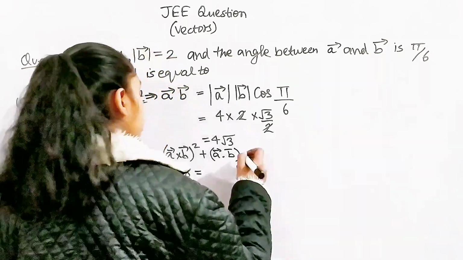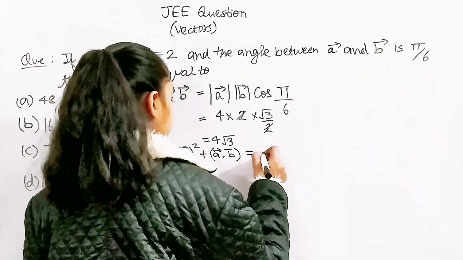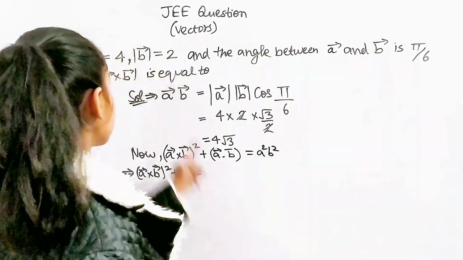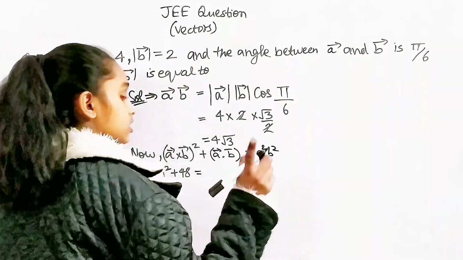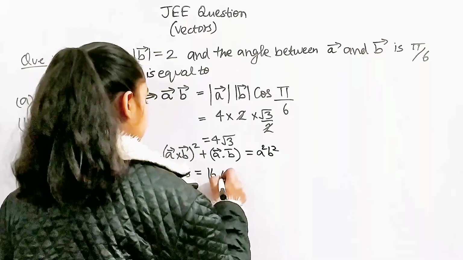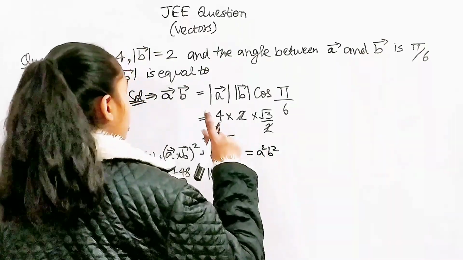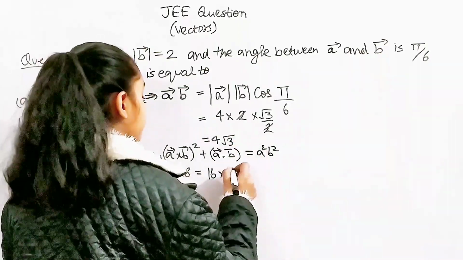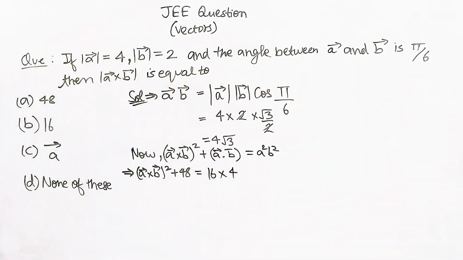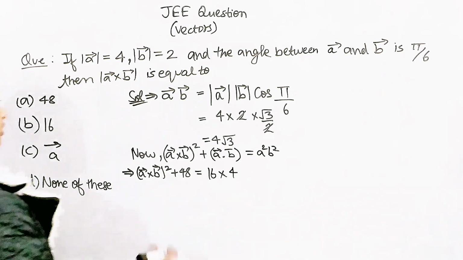Just one thing we have to remember is this is not a symbol of vector, okay? So what is it going to be equal to? A square and B square. What's going to be A square? A square is going to be 4 into 4, which will give us 16, right? And 16 into B square, which is 2 into 2, gives us 4, right? Is this method clear? If yes, then let's move on.